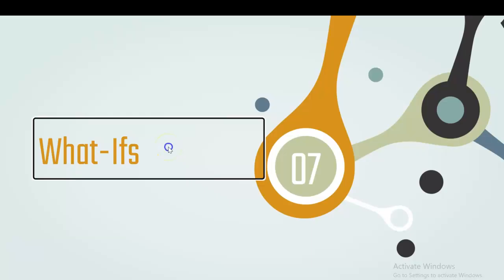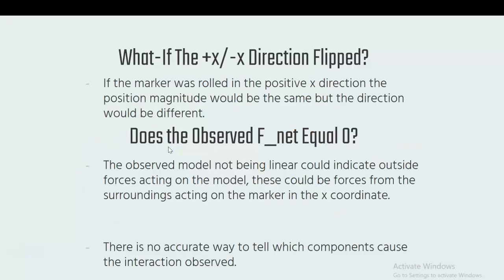So to get into the what ifs of the equation, what if the plus x or the minus x direction was flipped? In my case, the negative x direction was used, and if the marker was rolled in the positive x direction, the position magnitude would be the same, but the direction would be different. And looking at the observed force, is it equal to 0? The observed position of the model not being linear could indicate outside forces acting on the model. This could be forces from the surroundings acting on the marker in the x-coordinate, and there's no way to tell which components cause the interaction observed.